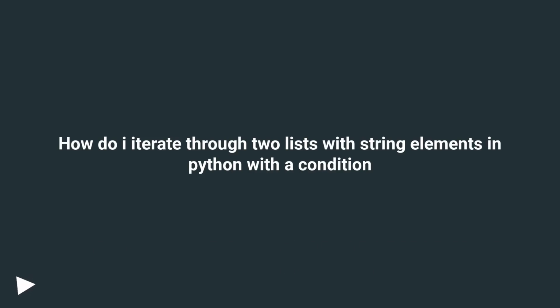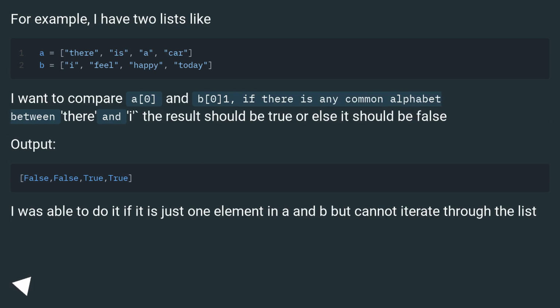How do I iterate through two lists with string elements in Python with a condition? For example, I have two lists like this. I want to compare A0 and B0. If there is any common alphabet between them, the result should be True, or else it should be False.